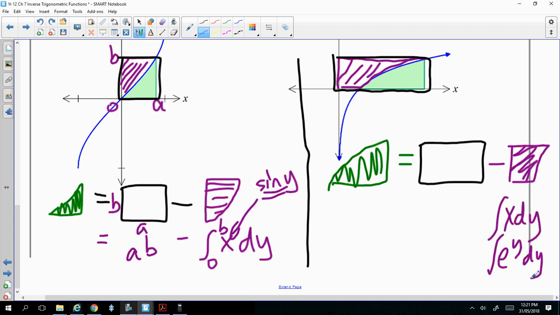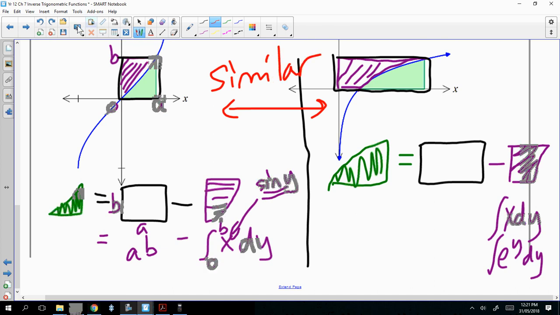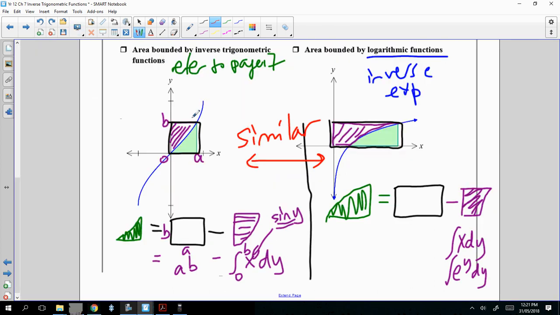Okay, so we get these ideas. Okay, what else are there? Actually, I forgot to mention. So this is ln x. This is sine inverse of x. Okay.